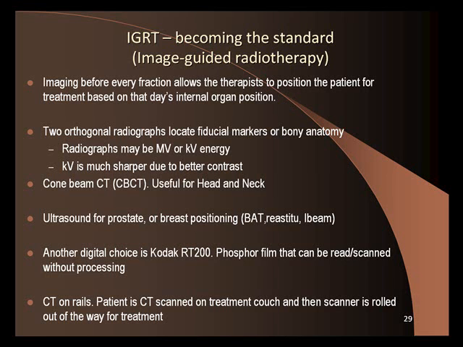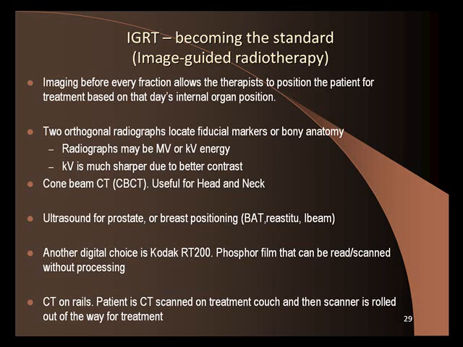Or the other thing you could do is ultrasound. Right? So for prostate, you can place the patient on the table and ultrasound the prostate. So you take an ultrasound probe and you put it on the guy's belly and you image the prostate. So you take a 3-dimensional image of the prostate. And then you compare that to the original ultrasound image that the patient had. So that's another modality. And then you can see where the prostate is and move the couch. The different ones are BAT, Restitu, and I-beam. Those are the different companies that make them.